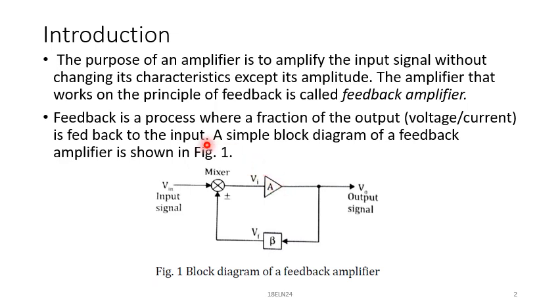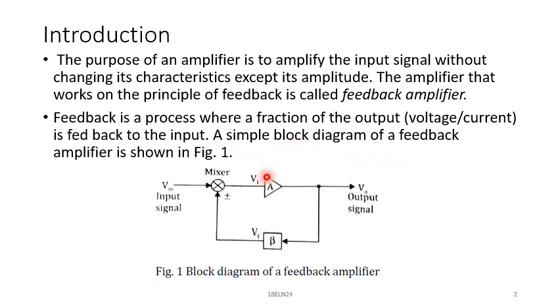And here feedback is a process where a fraction of the output, either voltage or current, is fed back to the input. As I mentioned, part of the output is given to the input, either in terms of voltage or current. The process is called feedback. A simple block diagram of a feedback amplifier is shown in the figure.